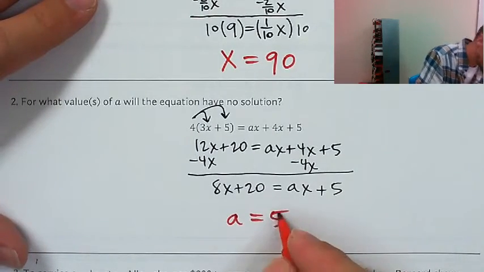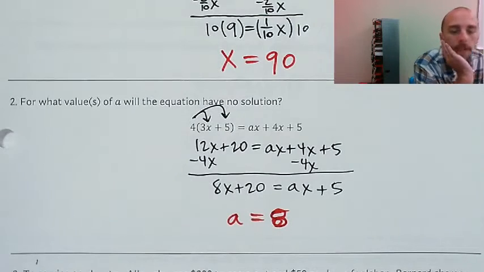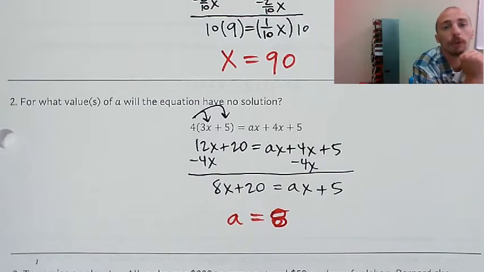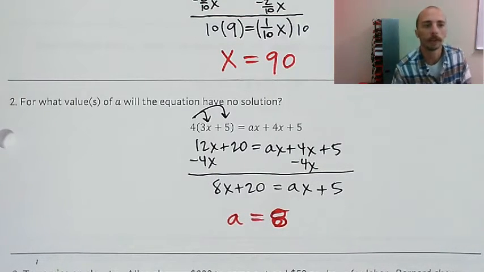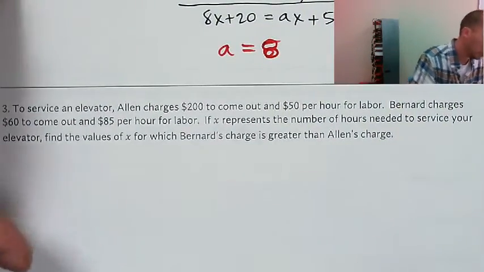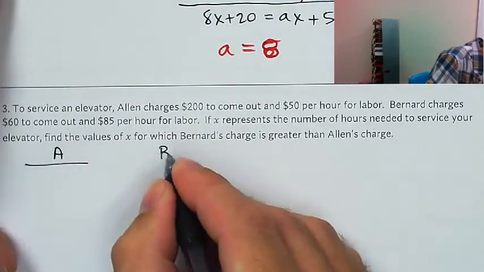Okay, no. I don't know why I keep just writing down the wrong number. A needs to equal 8, because then I'd have 8x plus 20 equals 8x plus 5, and if I subtracted 8x from both sides, that would be 20 equals 5, and we know that's an equation that doesn't have any solution. Okay. We've got two guys that can service your elevator.